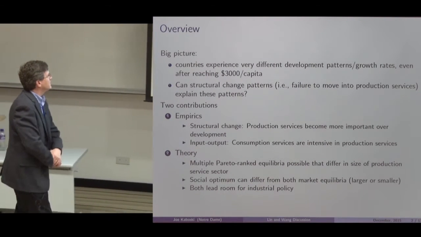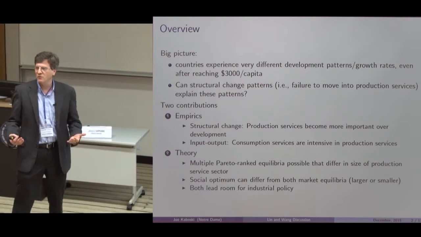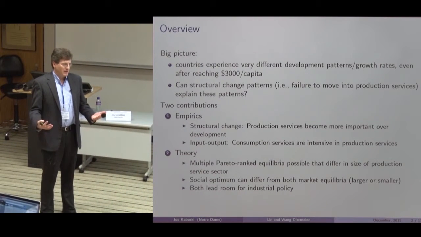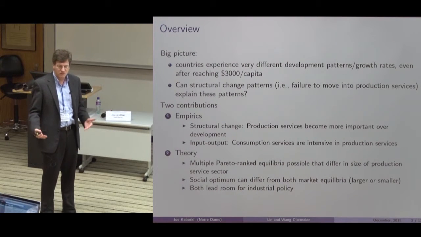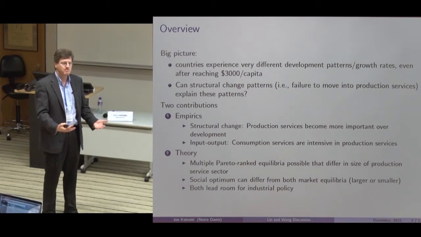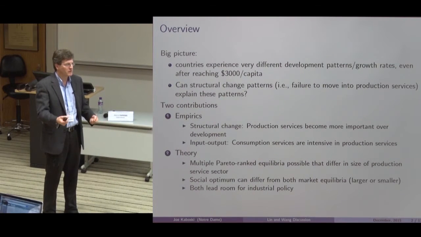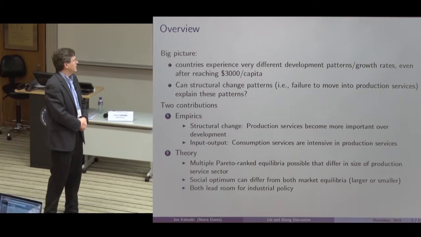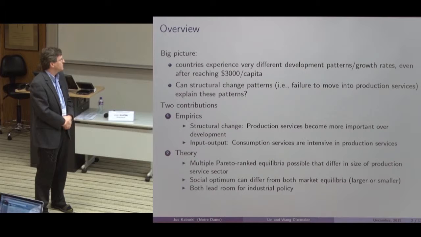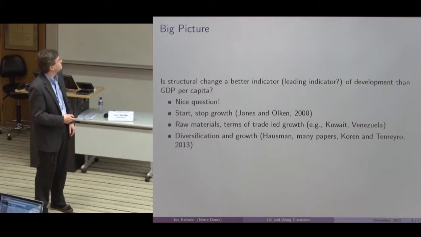And then from the theory side, they have this model where the social planner's Pareto efficient allocation doesn't correspond to the market equilibria. There are multiple market equilibria that we can Pareto rank. So that opens up the door for policy, and it leaves room for industrial policy. I just thought that was interesting.